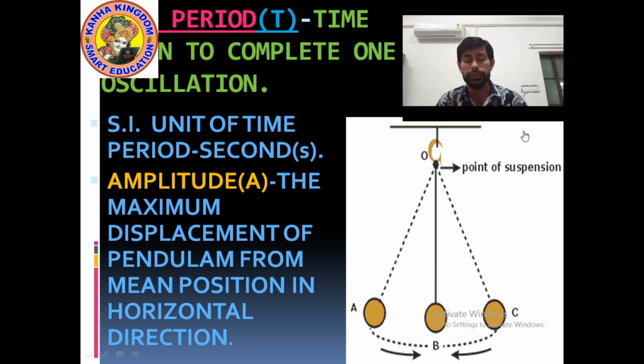What is the SI unit of time period? The SI unit of time period is second, small s. Second is denoted by s. What is SI unit? We will study in detail. Okay. Now let's move on to the next point.